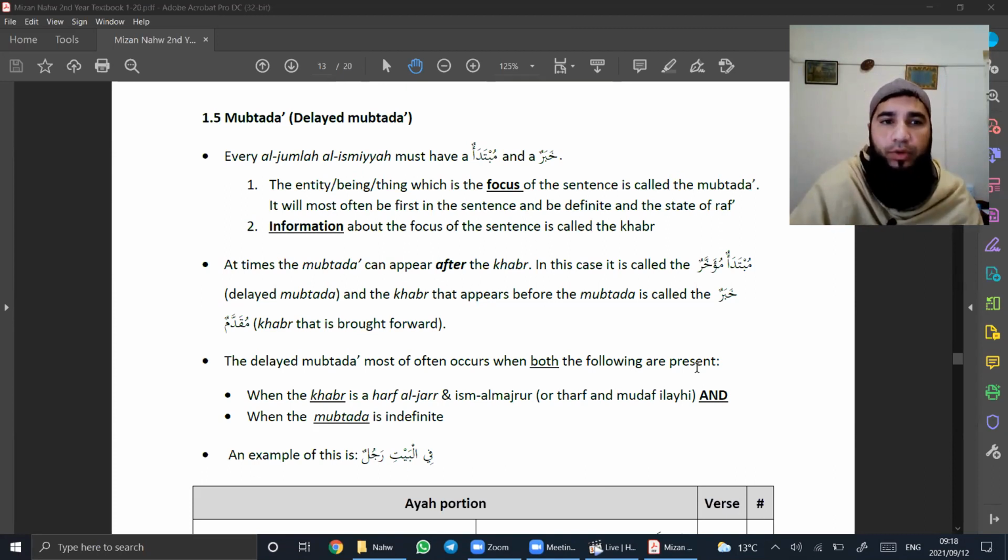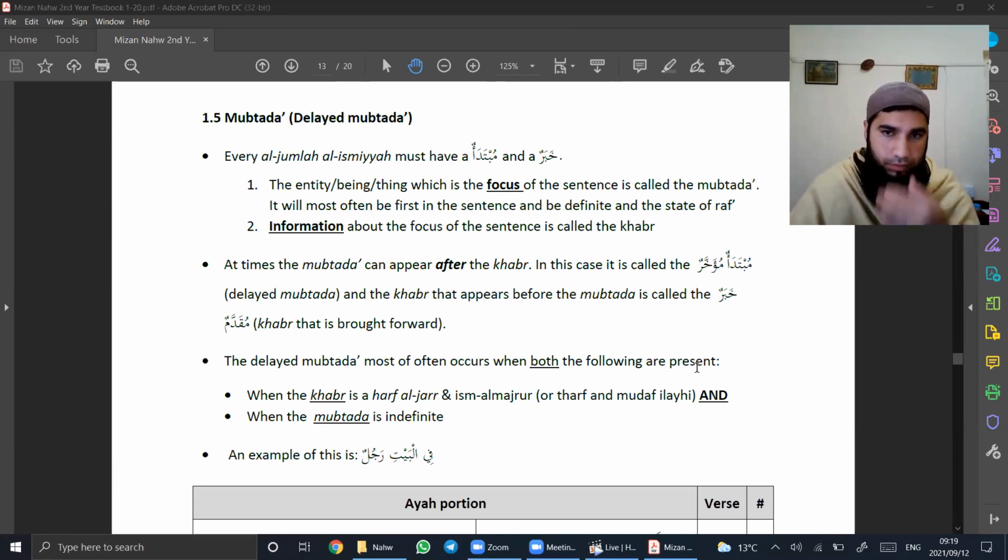Let's first just look at our introductory notes here. And those are just recaps of some points. First point is that in a jumla ismiya, every jumla ismiya must have a mubtada and a khabar, right? We don't break that rule ever. Sometimes it might be visible, sometimes it might be implied, sometimes it might be omitted, but in reality, for the sentence to be a complete jumla ismiya, it must have a mubtada and it must have a khabar.